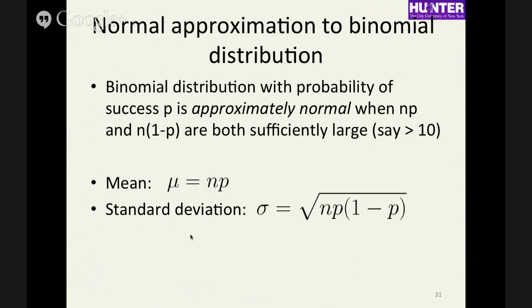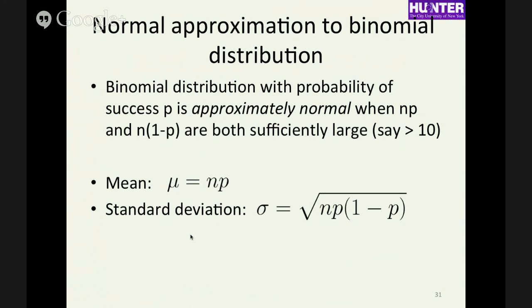So when you have a large n, like n equals 1,000, in fact anytime n times p, the expected number of successes, and n times 1 minus p, the expected number of failures, are both larger than, say, 10. You'll hear different rules of thumb. Some textbooks say greater than 15. Whatever. We're not going to try to trick you by giving you a value of 12 or something.